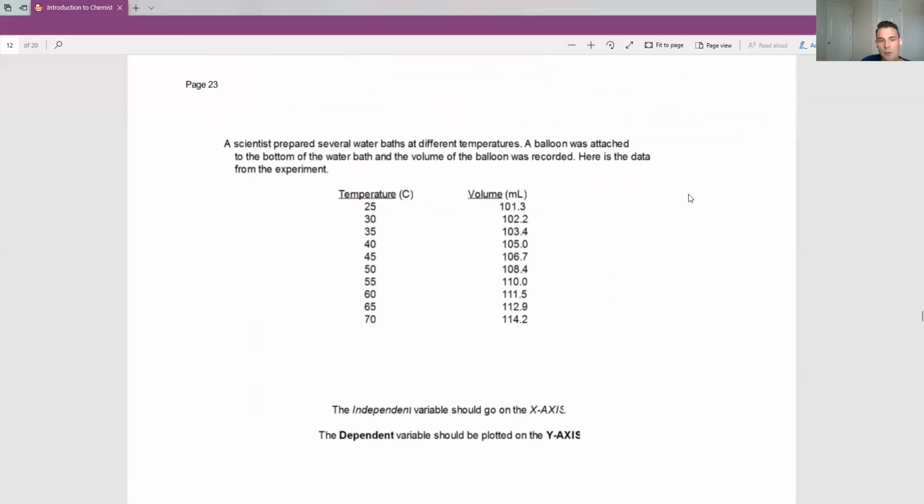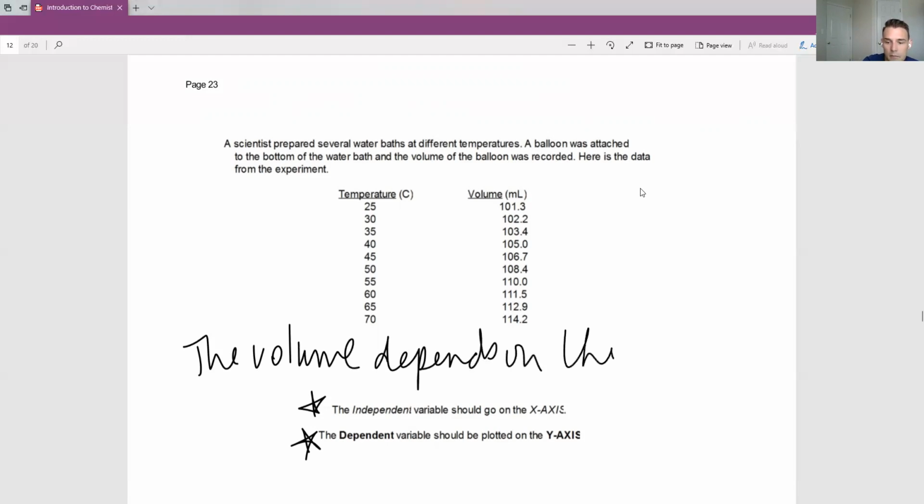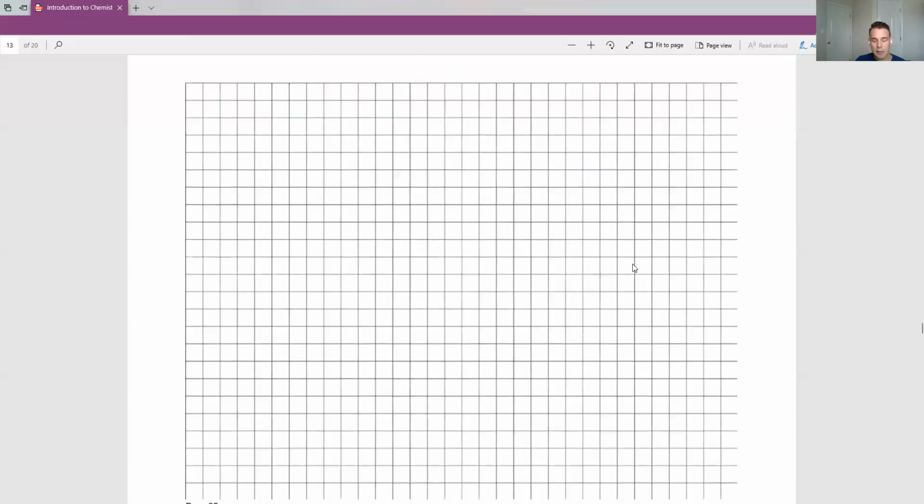So the next slide here is going to be just a practice problem for you to do. A scientist prepared several water baths at different temperatures, and a balloon is attached to the bottom of the water bath, and the volume of the balloon was recorded. Here is the data from the experiment. There it is. Important to note, the independent goes on the X, the dependent is on the Y. So in this case, the volume of the balloon depends on the temperature.